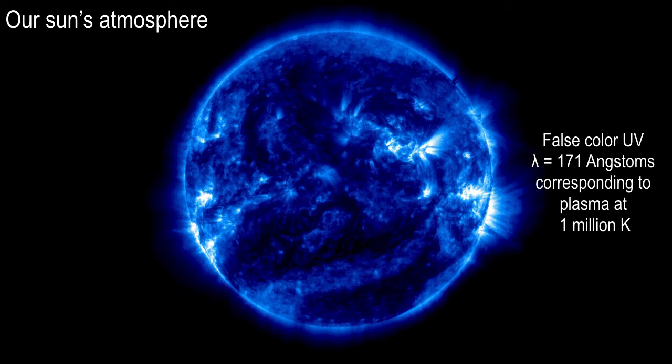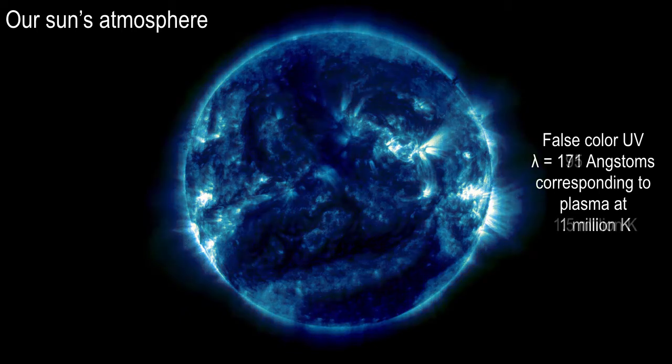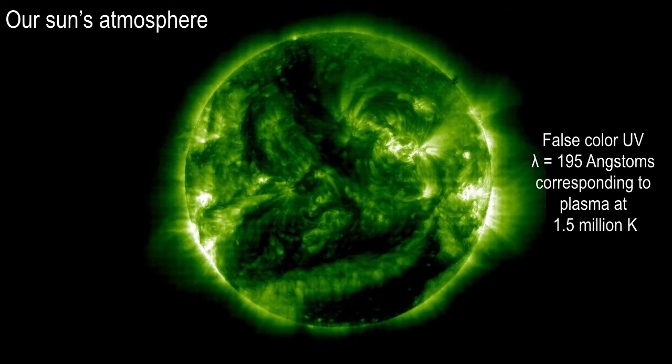Now, you got to get a little bit hotter, and here's the next one. It's false color ultraviolet, 195 angstroms. Now this one we figure is at plasma of about 1.5 million Kelvin. So a slightly different wavelength. And notice that this one extends a little bit further than the previous one, the false color blue. All right, so 1.5 million Kelvin.